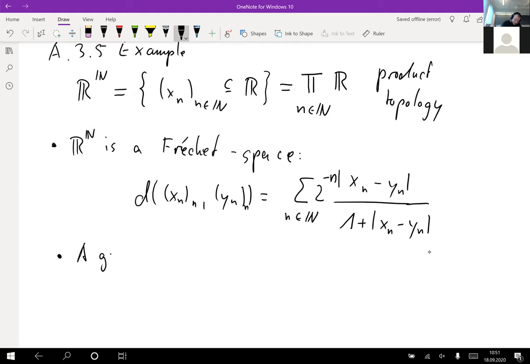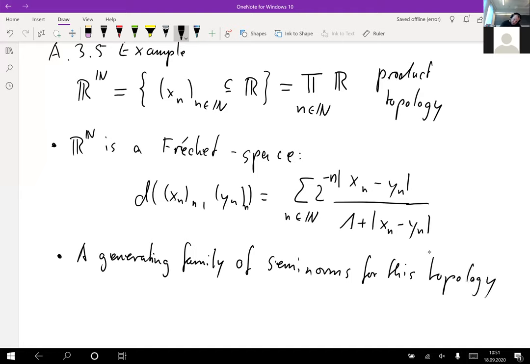Since we are learning about locally convex spaces, another description is a generating family of semi-norms for this topology, given by the semi-norms p_n. When you insert one of these, p_m, this is just measuring the absolute value of the m-th entry. Thinking back at the introduction of locally convex spaces yesterday, we see that we have countably many of these semi-norms, and they have been combined together to give this metric up here in the usual way.